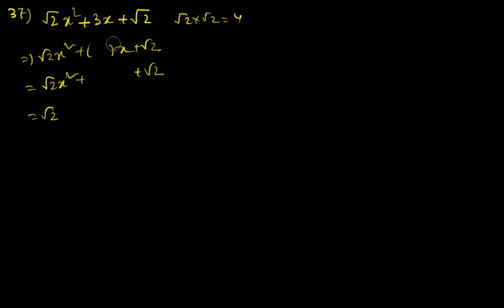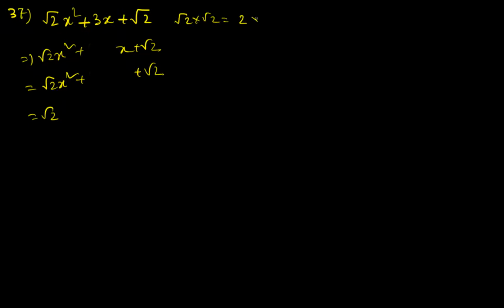The 4 can be written as 2 plus 2, I mean 2 times 2, so it will be 2 plus 2, 4. But that also will not work. Okay, I think we have done something wrong because root 2 times root 2 is not 4. It's actually 2.